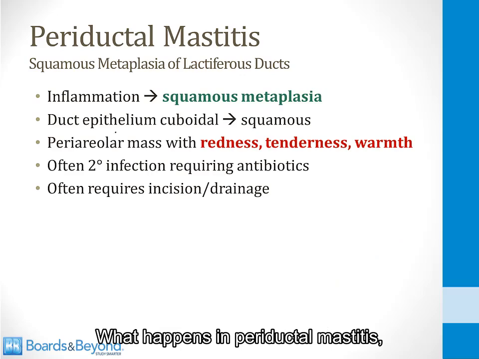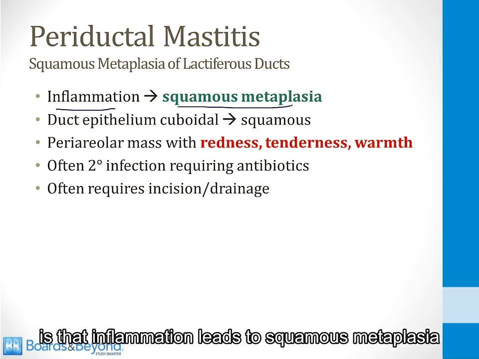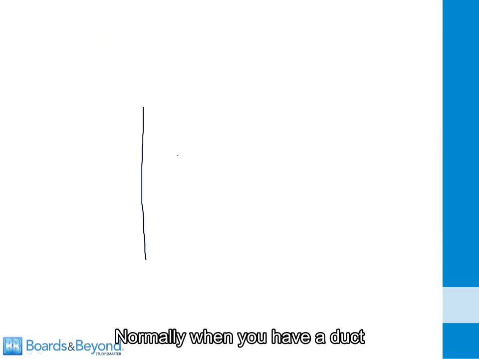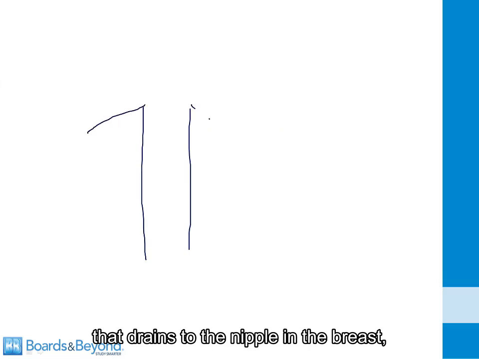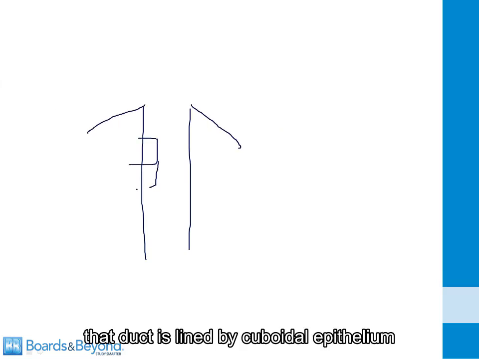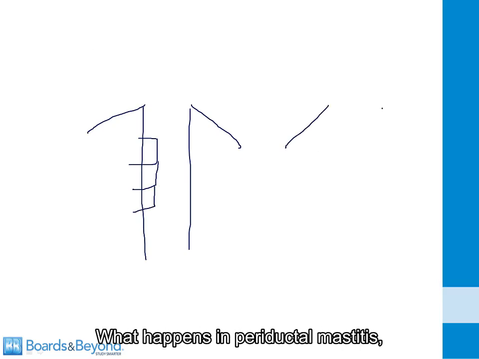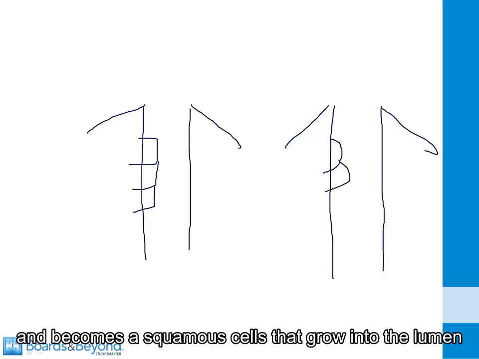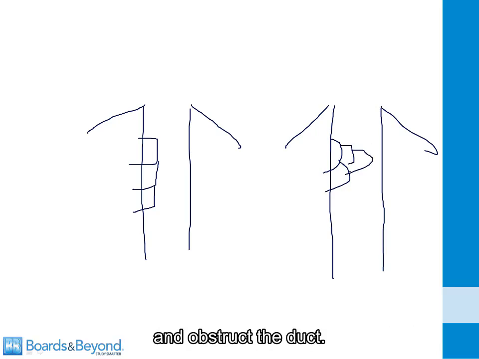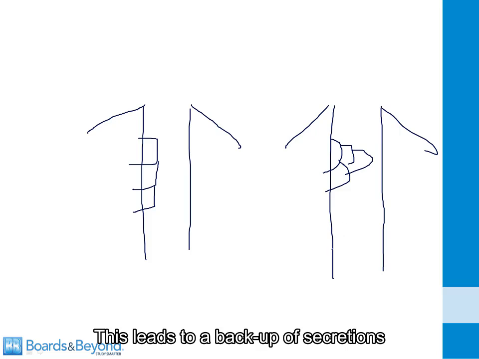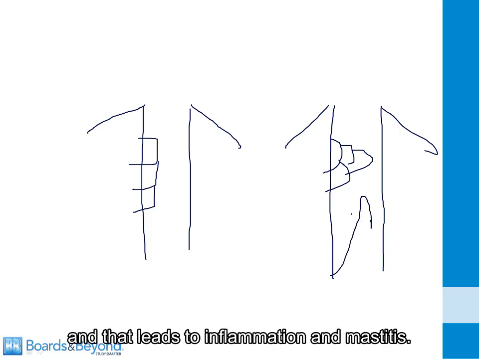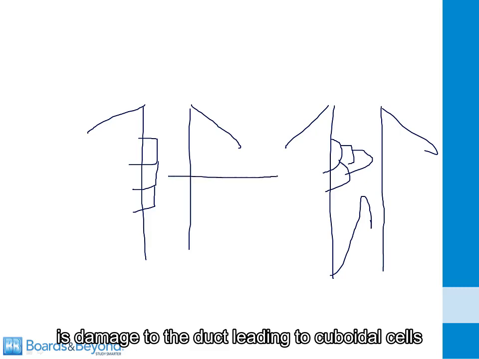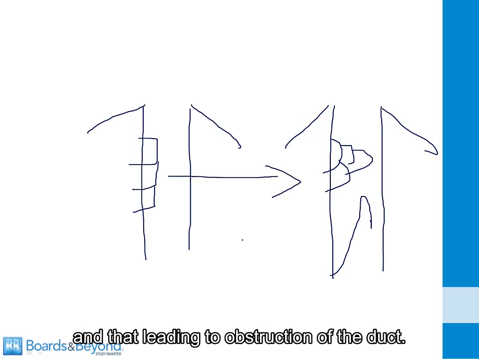What happens in periductal mastitis is that inflammation leads to squamous metaplasia such that the duct epithelium, which is usually cuboidal, becomes squamous. Normally, when you have a duct that drains to the nipple in the breast, that duct is lined by cuboidal epithelium, like I'm showing here in my drawing. What happens in periductal mastitis is that the cuboidal epithelium undergoes metaplasia and becomes squamous cells that grow into the lumen and obstruct the duct. This leads to a backup of secretions and fluid behind the obstruction, and that leads to inflammation and mastitis. So what you've got happening here is damage to the duct leading to cuboidal cells undergoing squamous metaplasia, and that leading to obstruction of the duct.